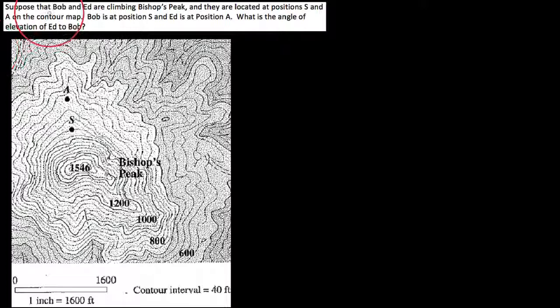Okay, so let's consider this situation that I've got listed up here. Suppose that Bob and Ed are climbing Bishop's Peak, and they're located at points S and A on the contour map. So we have S, we have A here, we have this horizontal distance between them. Bob is at position S. It's okay to draw on these things. So that means that Ed is point A here. But the question is this: what is the angle of elevation of Ed to Bob?